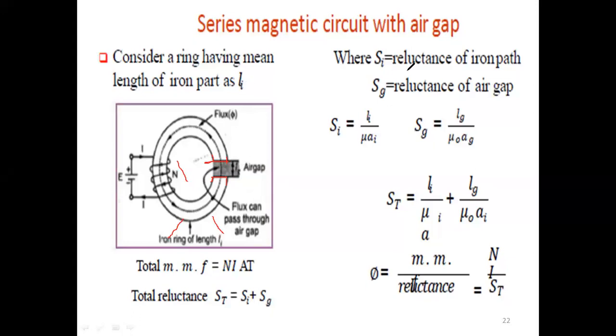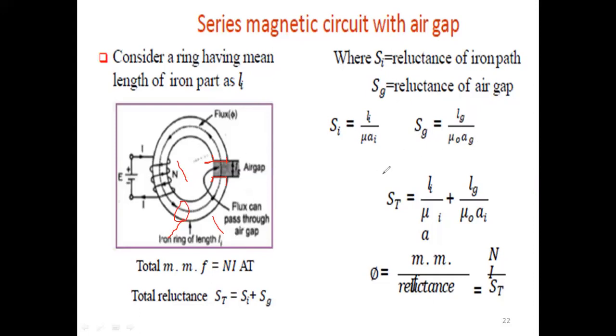This is Li and this is Lg. The cross sectional area of the iron part I will consider as Ai, and the cross sectional area of the gap as Ag. We have to determine the reluctance of the iron part: Si equals length divided by permeability into area, so Si equals Li divided by mu Ai. Similarly for the gap, Sg equals Lg divided by mu naught Ag.